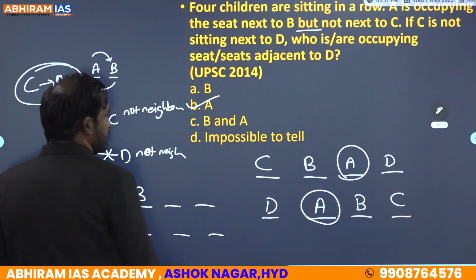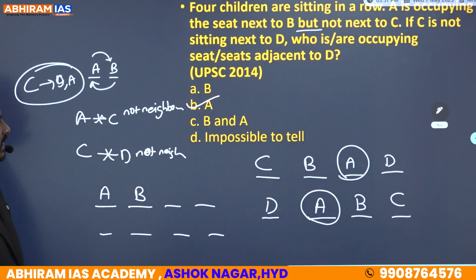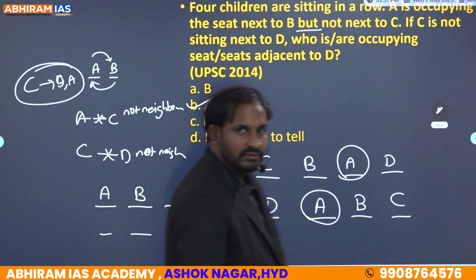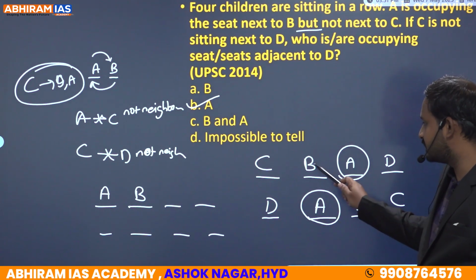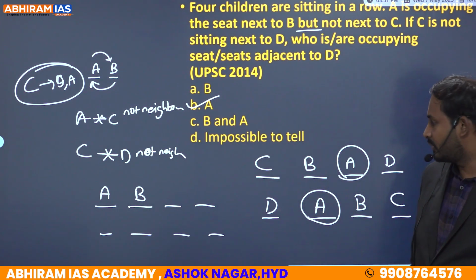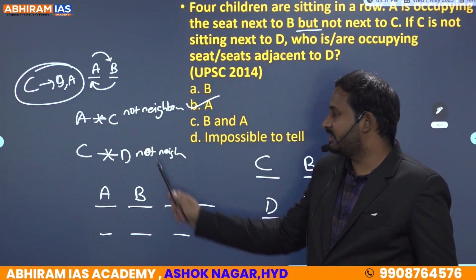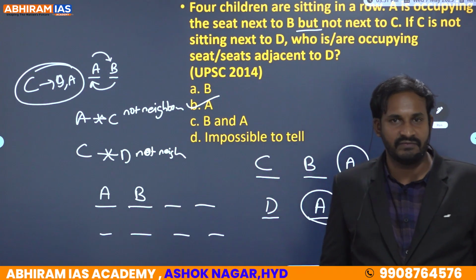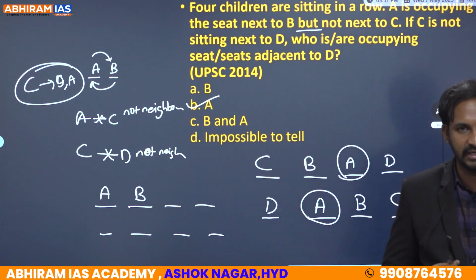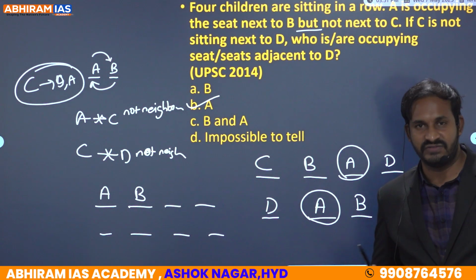A is the only person who is neighbor to D. Whether you consider this case or you consider this case. Okay. See, very clearly C is not a neighbor with A and D, means the only option left for C is C should be seated at the end, and B should be neighbor of C.